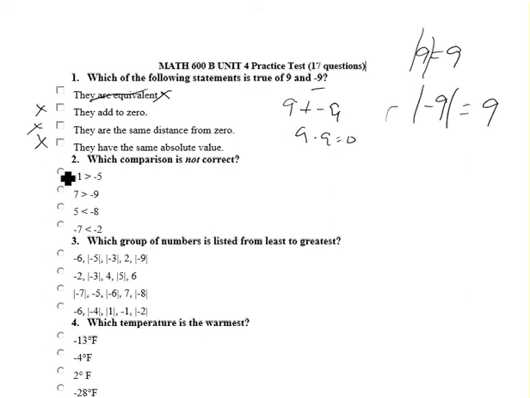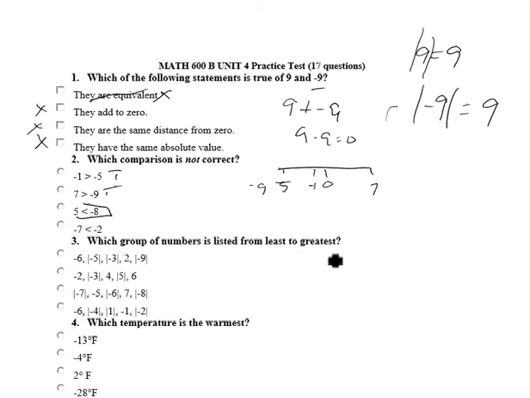Which comparison is not correct? Negative 1 is bigger than negative 5. Because if I look on a number line, bigger numbers are to the right. Negative 1's right here. Negative 5 is down here. So yeah, negative 1 is bigger. True. 7 is bigger than negative 9. True. 7's way over here. Negative 9's way over here on my number line. 5 is less than negative 8. That's false, so that is not correct. Negative 7's less than negative 2. That's true.